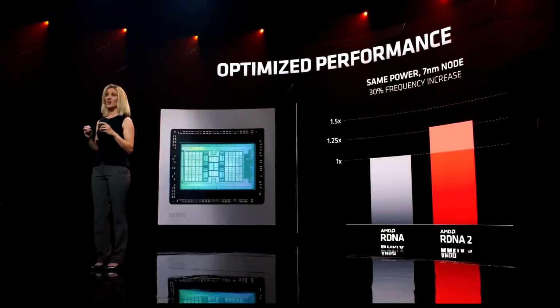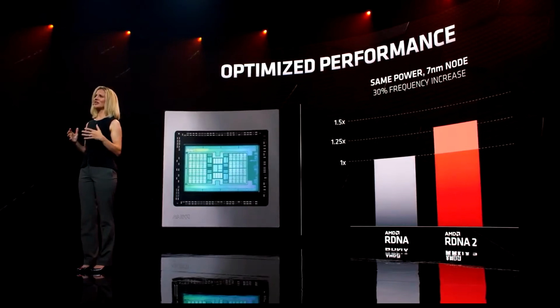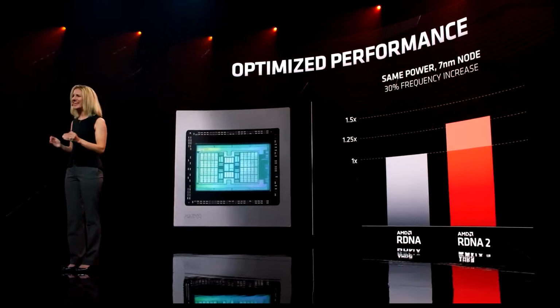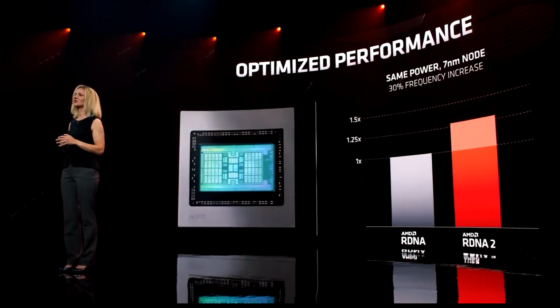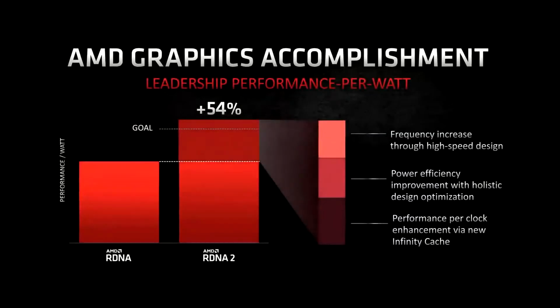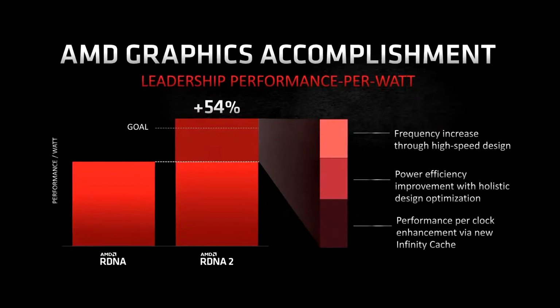High frequency is important for gaming performance. RDNA2 is built with custom libraries and high-speed design flows, maximizing frequency in 7 nanometer. With RDNA2, our silicon design and architectural improvements, we are able to deliver 30% faster frequencies in the same 7 nanometer process node. Pulling all this together, the RDNA2 architecture beats our aggressive performance per watt goal, achieving 54%.